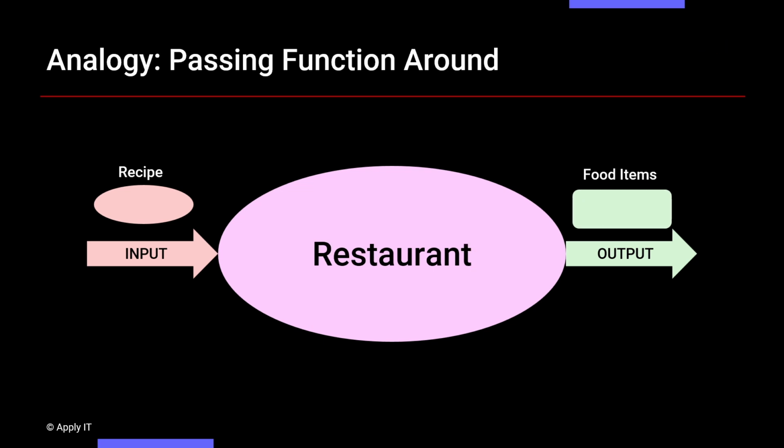The analogy is the same analogy of a restaurant. Instead of providing just the name of the food items that we want, we also provide our own recipe for the food item, that you prepare this food item using this particular recipe, and then the restaurant uses that recipe to prepare that food item. So here we have passed a function, logic, or verb as an input to the restaurant. So that is called passing a function around.